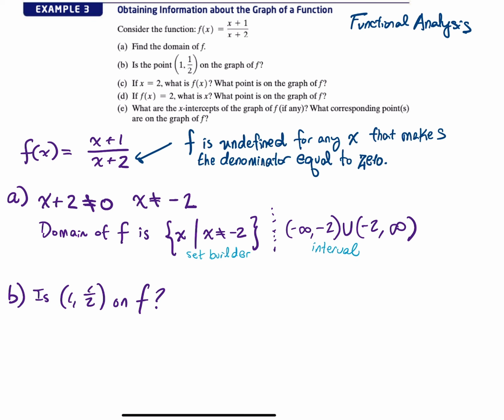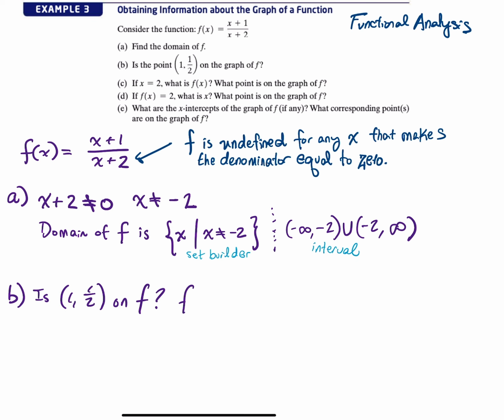What this point is saying is that an input of 1 produces an output of 1/2. Or another way of saying that is f of 1 should be equal to 1/2. Well, we know what f of x is defined as. We have the equation, so we can just test this. We can try plugging in 1 and see if we get that value of 1/2 as our output.